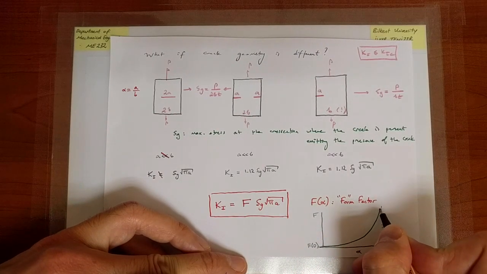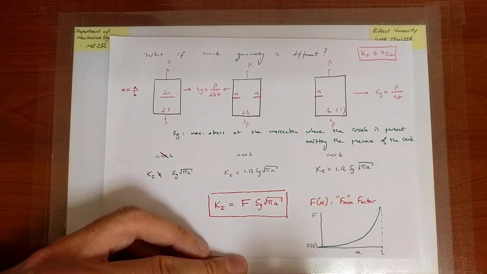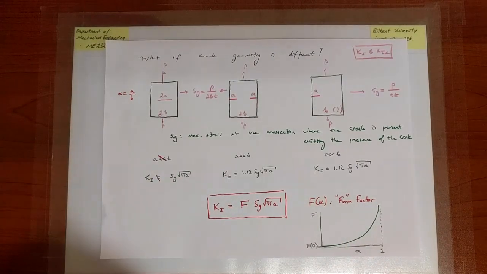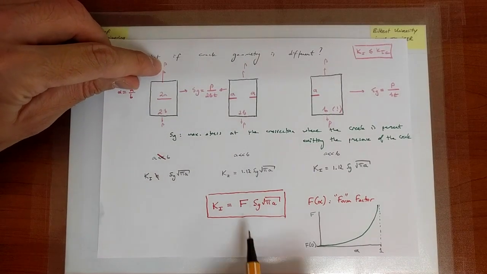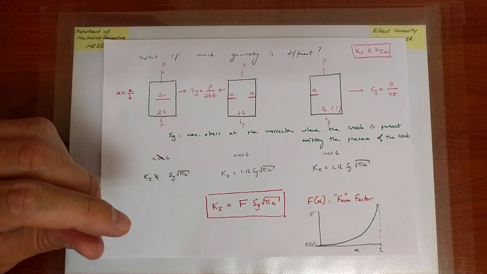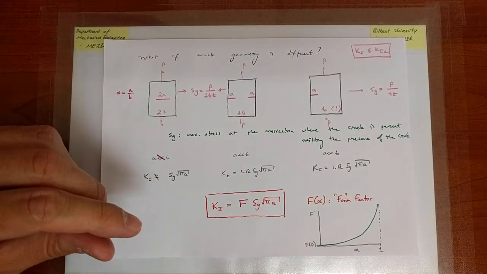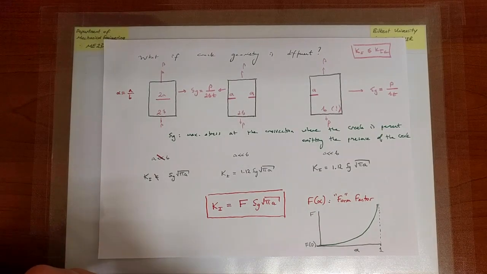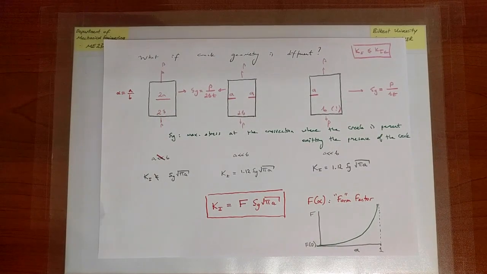And it's actually going to blow up to infinity, because if a is very close to being the width, even a tiny amount of gross stress or a tiny amount of load, which is proportional to SG, is going to immediately cause fracture. So it's going to blow up to infinity. So that's the way F always looks for any type of loading.